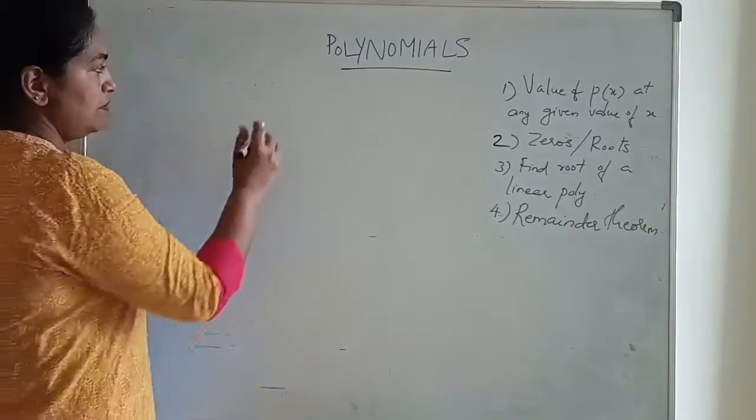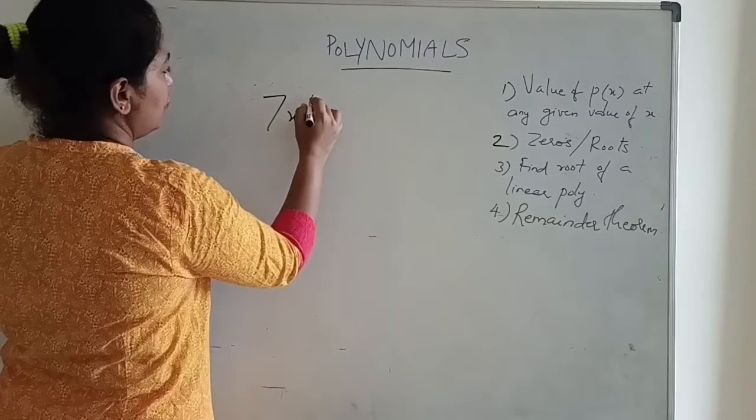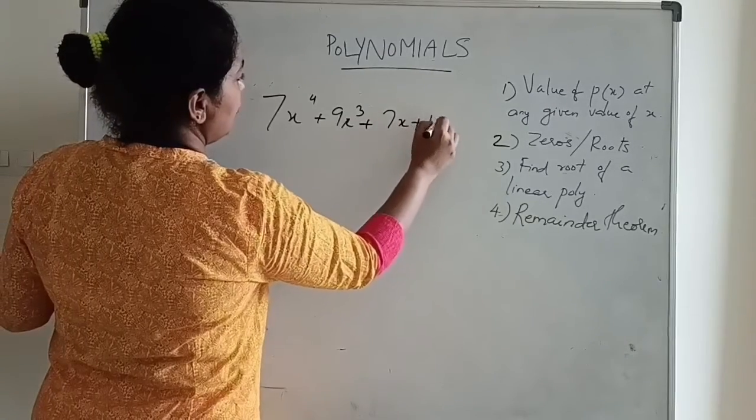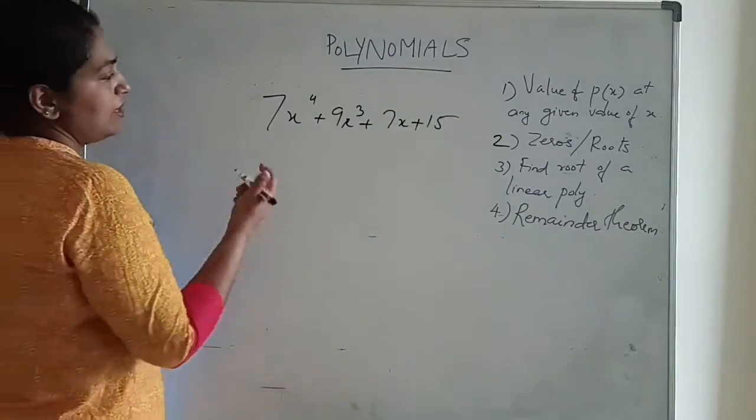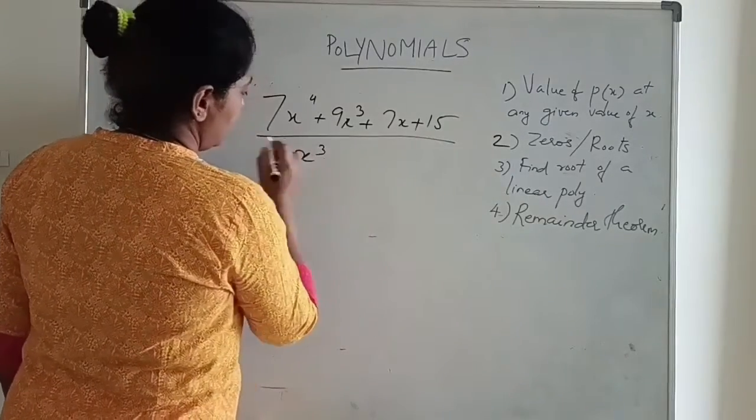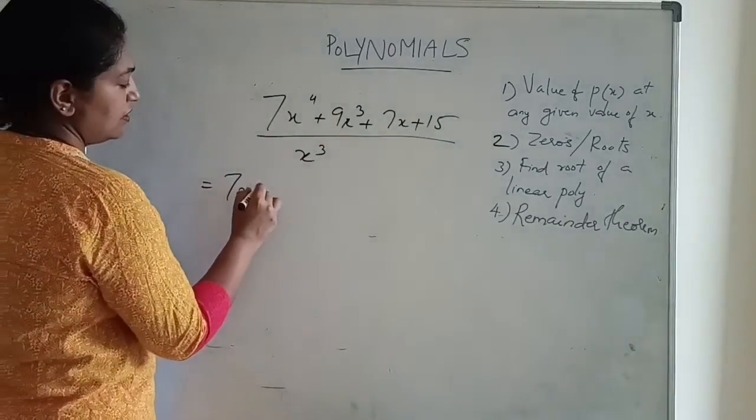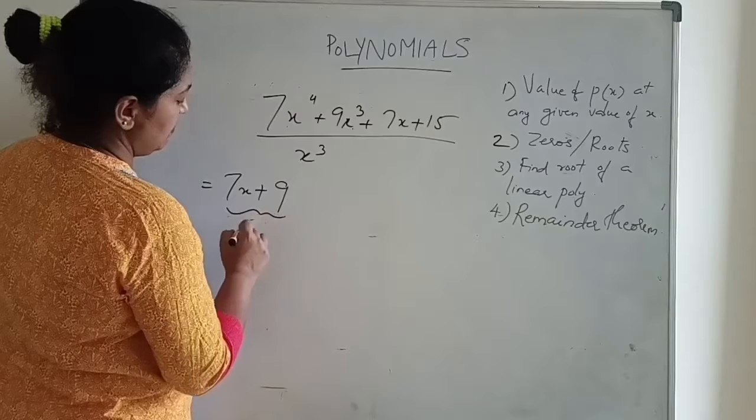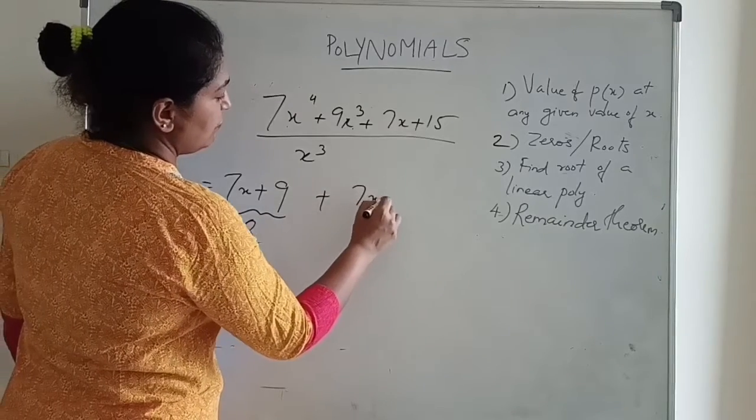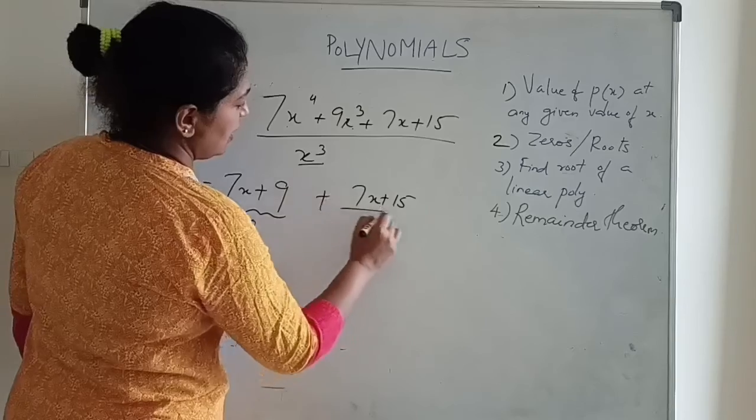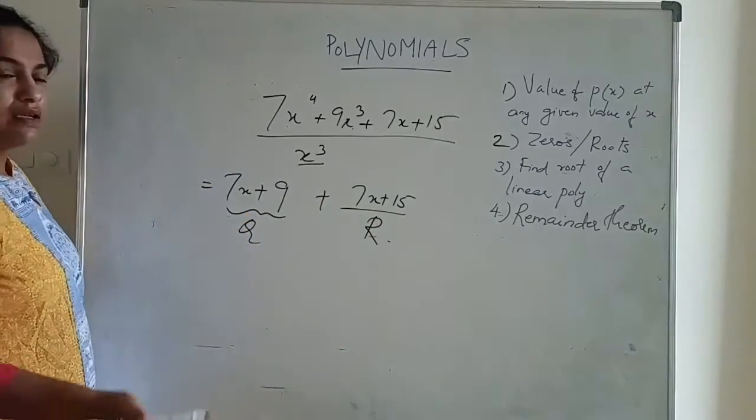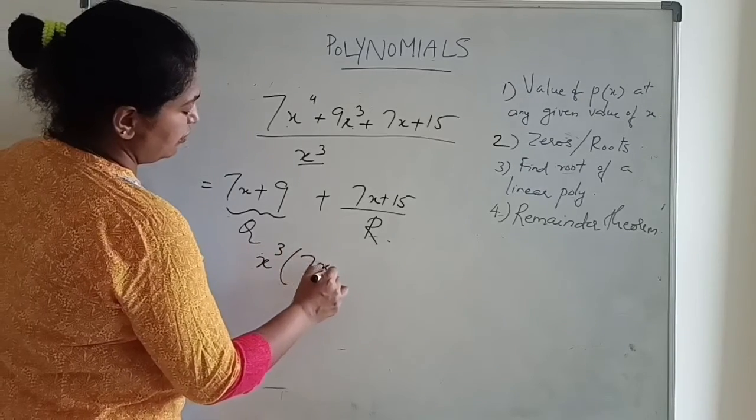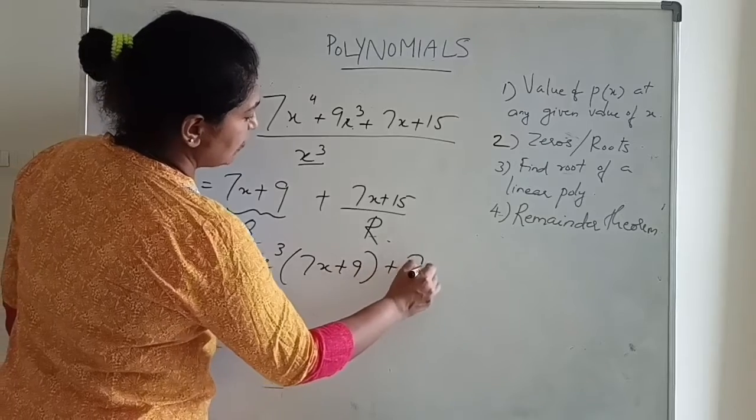Okay. If you want to do one more sum, it is 7x raised to 4 plus 9x raised to 3 plus 7x plus 15. Let my divisor be x raised to 3. What do you get? 7x plus 9. This and this term both are properly divisible. So this will be my quotient, plus 7x plus 15 is not properly divisible by x raised to 3 and this would be my remainder. Okay. So let us check again. Divisor into quotient plus remainder.